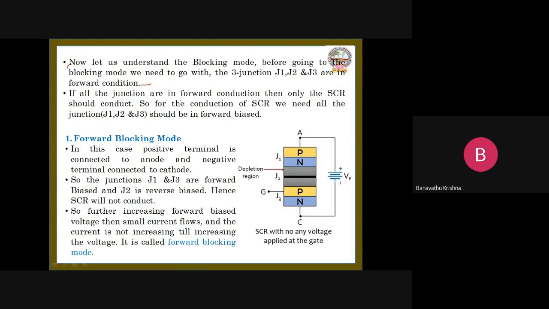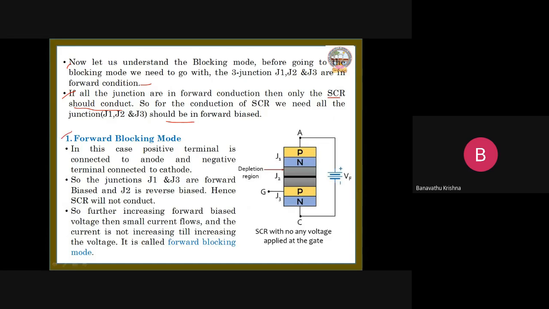If all the junctions are in forward bias condition, then only the SCR is going to conduct. So for the conduction of SCR, we need all the junctions to be in forward bias condition. Then only the SCR is going to be in on condition. If any one of the junctions goes reverse bias, the SCR is in off condition. So we need to maintain all the junctions in this device in forward bias condition. Then only the SCR is going to on.